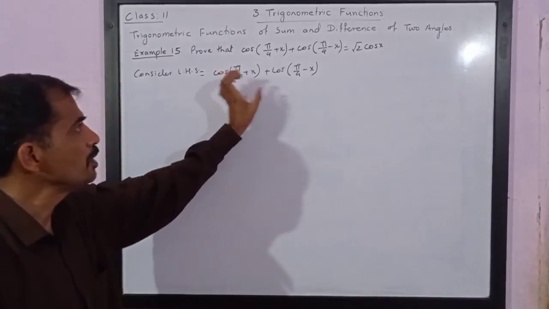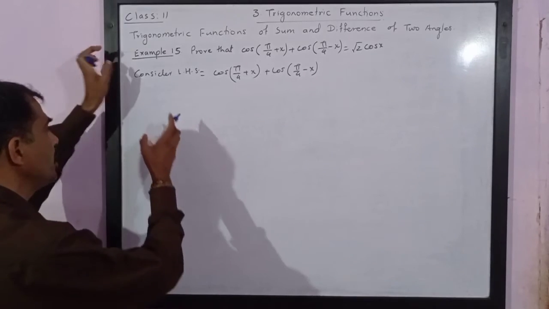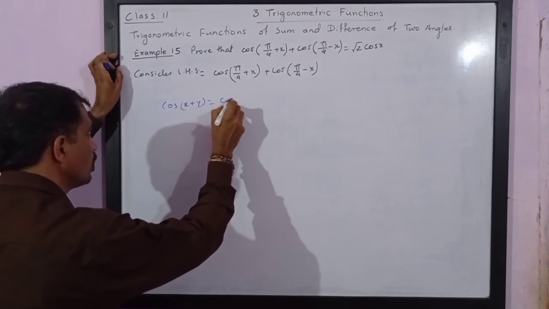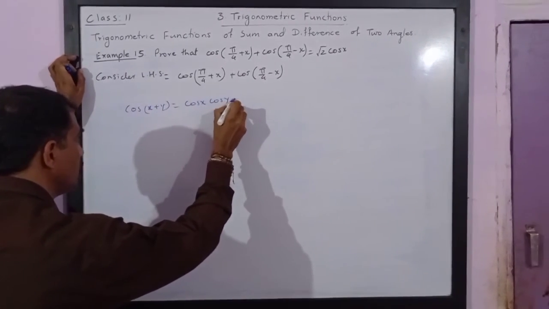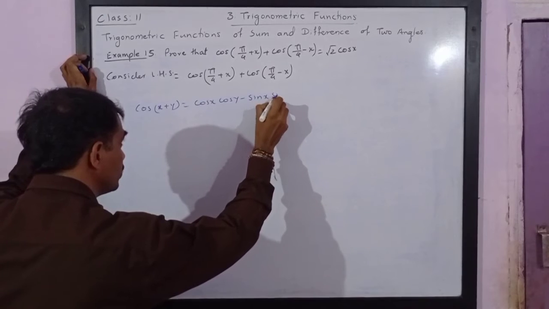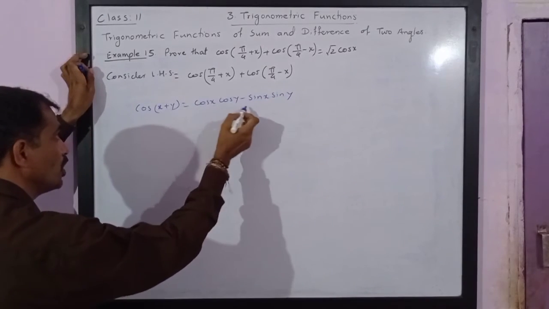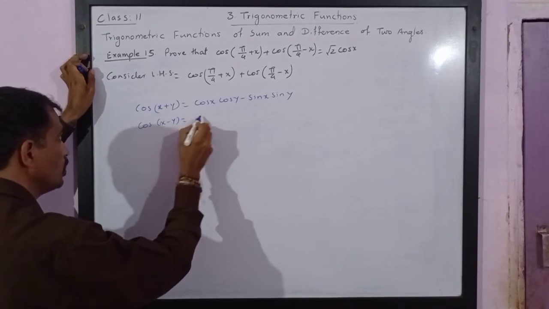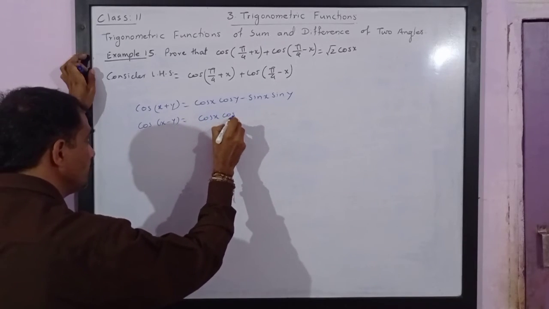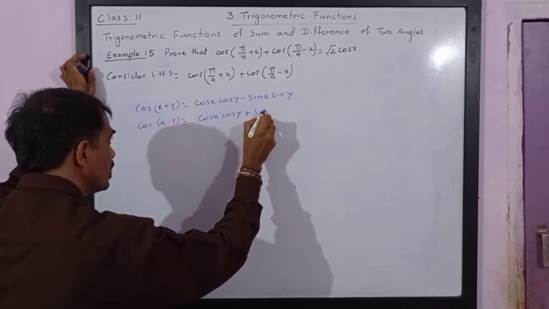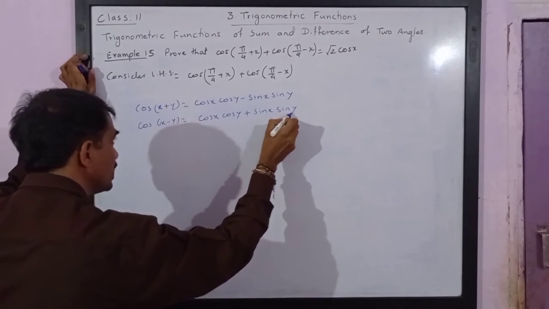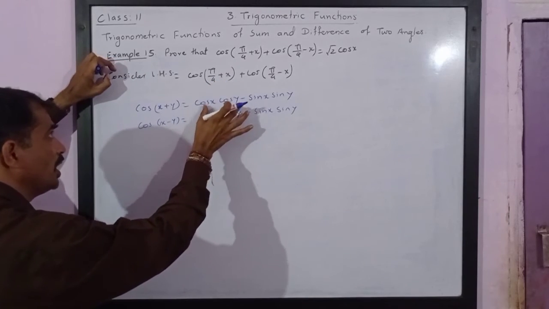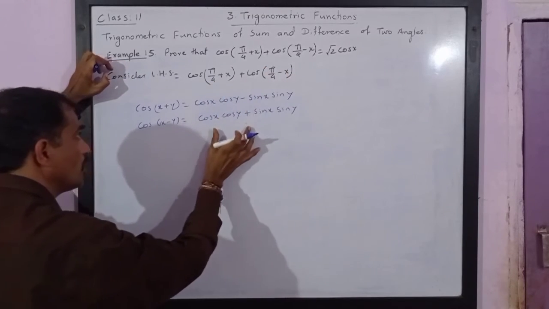Dear friends, this can be solved by another way also. So we have the identity for cos of x plus y. Cos of x plus y is equal to cos x cos y minus sin x sin y. Please note, for positive it becomes negative in case of cos, and cos of x minus y is equal to cos x cos y plus sin x sin y. Only the sign changes. So for cos of x plus y we are going to use this identity, and for cos of x minus y we are going to use this identity.